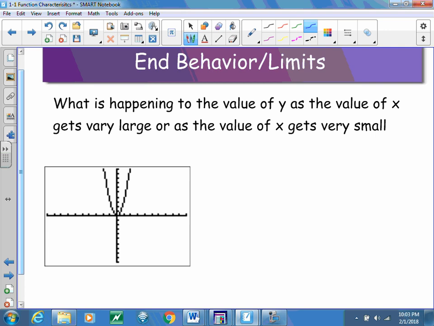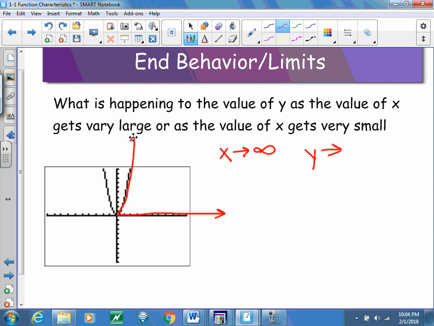Limits are very important once you get into calculus and you start looking at limits as they approach different sides of your function. Here we're just going to be looking at what is happening as x gets really, really big and what's happening as x gets really small. So I ask this question to you: as x goes to positive infinity, what happens to the y value? As x is getting bigger and bigger, what's happening to your y values?